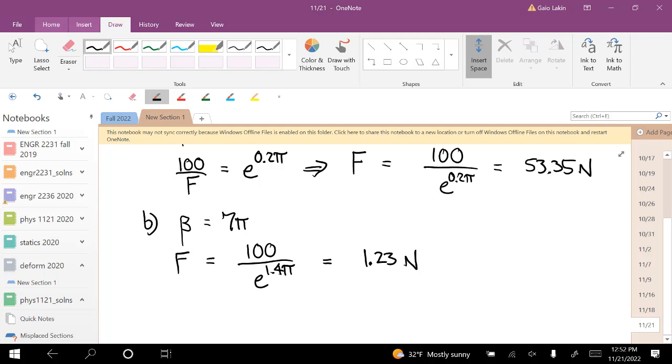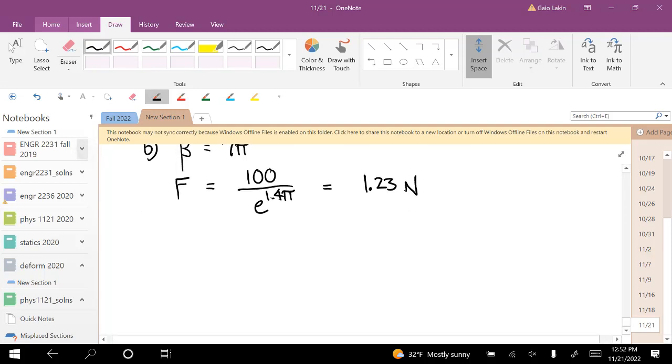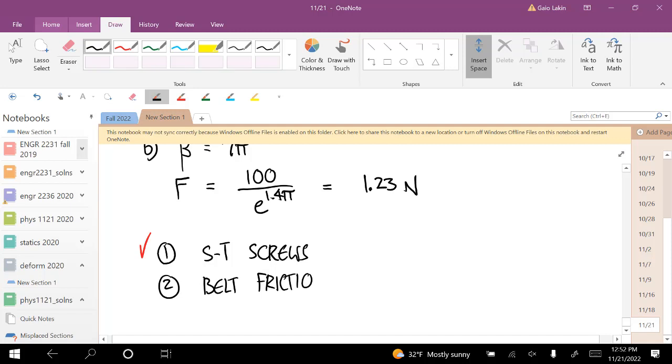Any other questions? Okay, well, that's it for belt friction. So square threaded screws, we're done with that. Belt friction, we're done with that. The only thing we have left is bearings. And that's going to take a little more time, but maybe 1 or 2 classes, and we'll be done with all that.